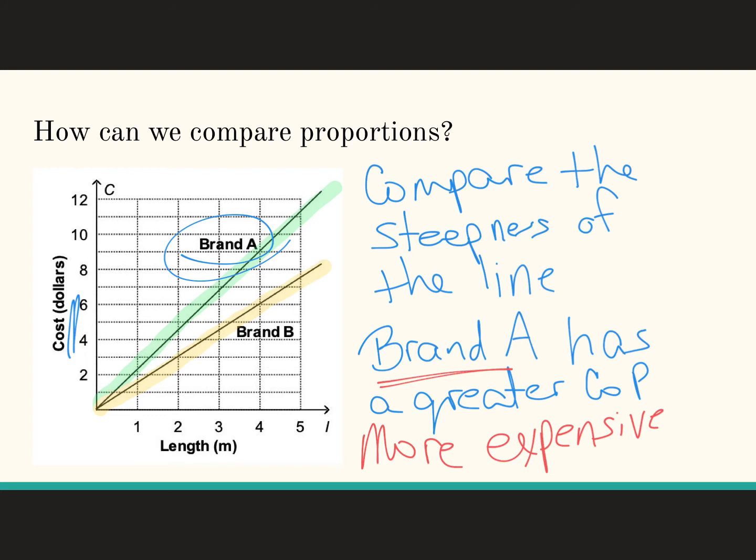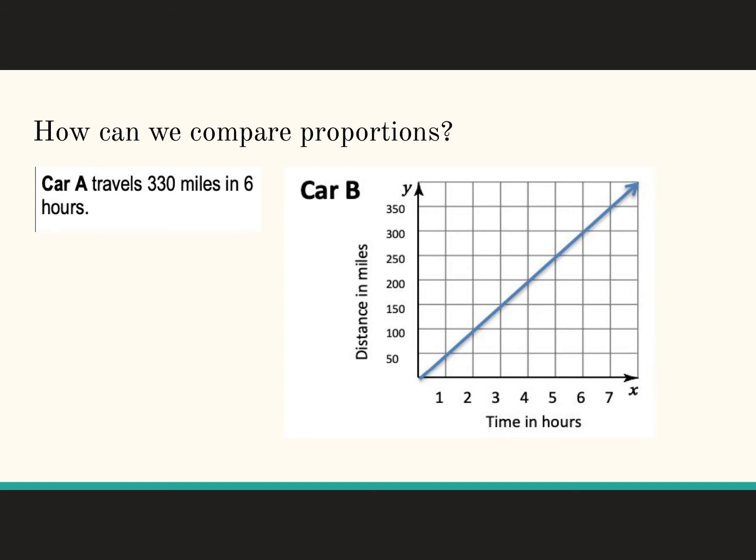So let's look at what happens when we're comparing ones that are not represented the same. So we're still comparing proportions, but in this case, car A is a verbal description. So this is one of the ways that we can represent them. Verbal just means words, okay?